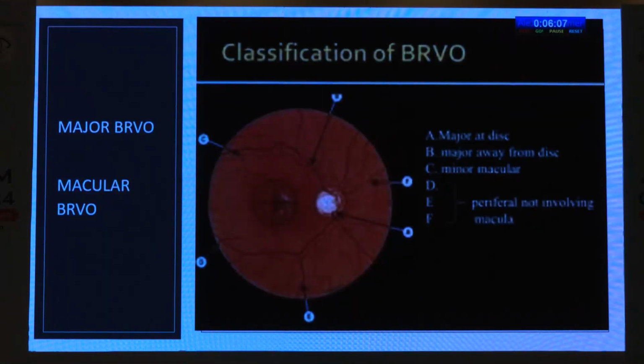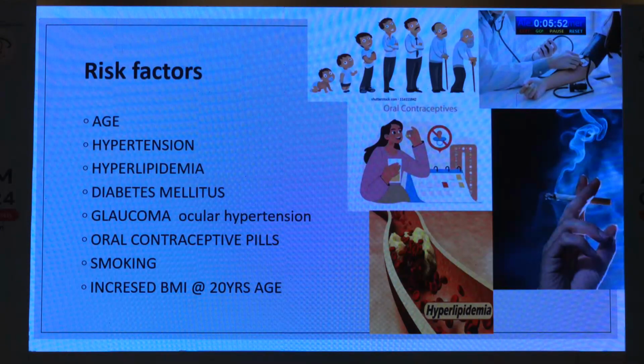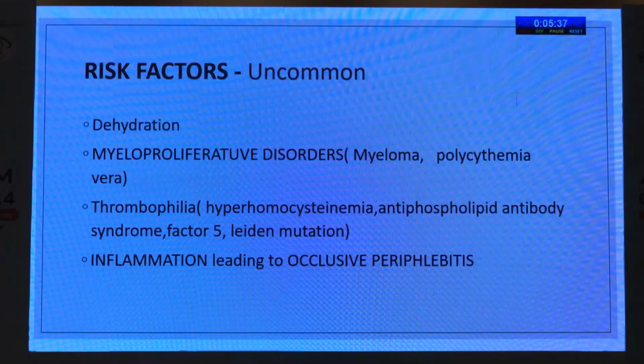So this is the classification: major and macular. In major, it is major at the disc, away from the disc, and peripheral. Macular is when it involves the macular bundle. These are a few pictures. The main risk factors are increasing age, hypertension, hyperlipidemia, diabetes, glaucoma or ocular hypertension, oral contraceptives, smoking, and increased BMI at 20 years of age is also a contributing risk factor.